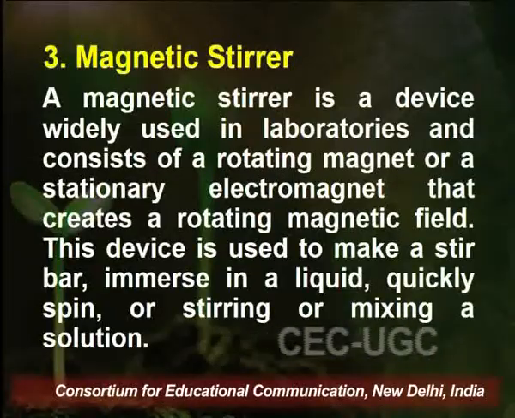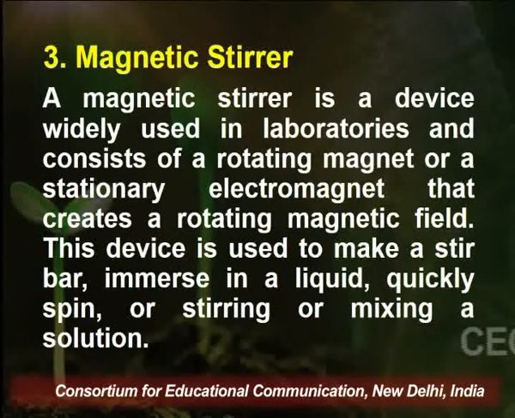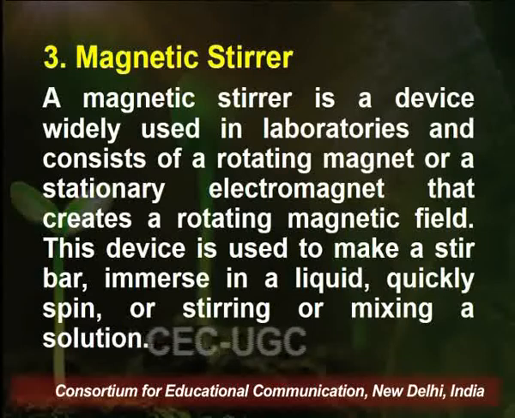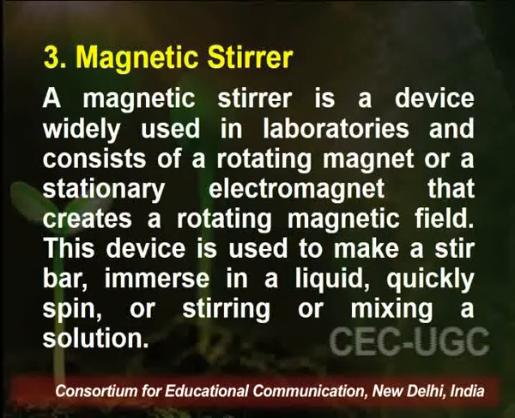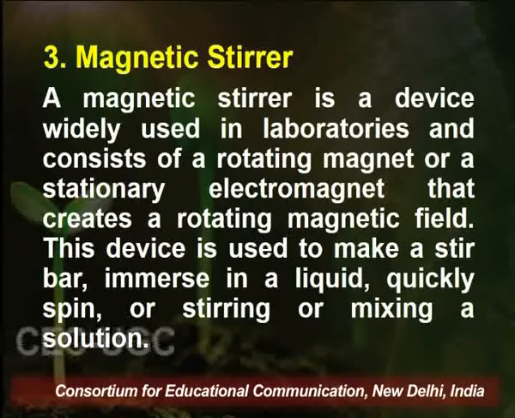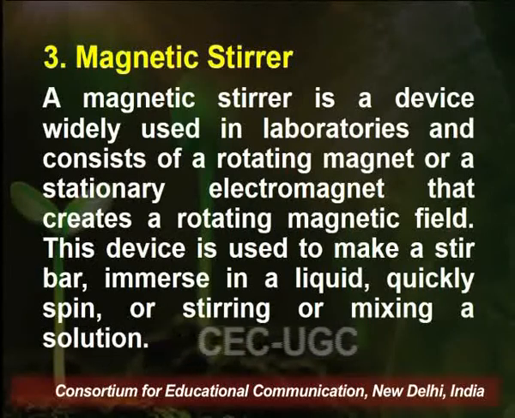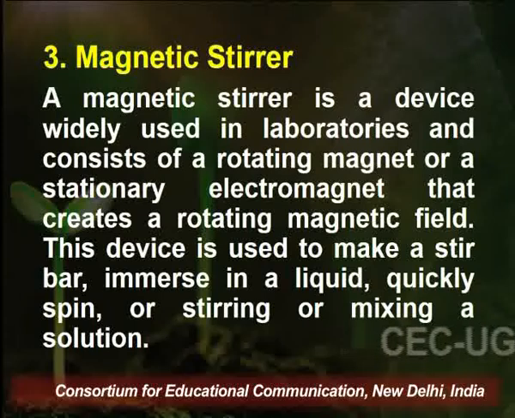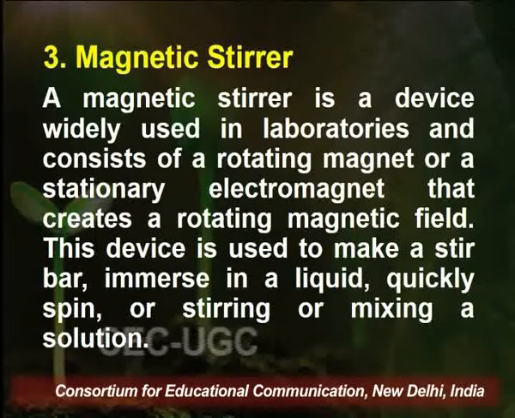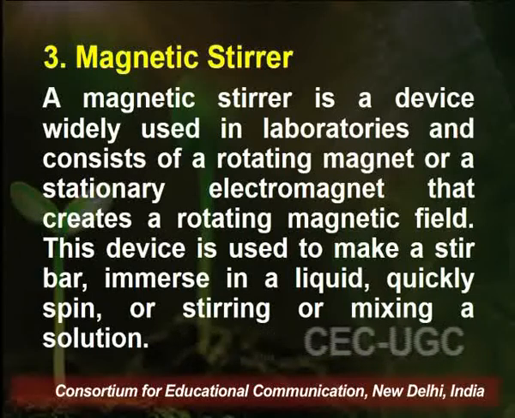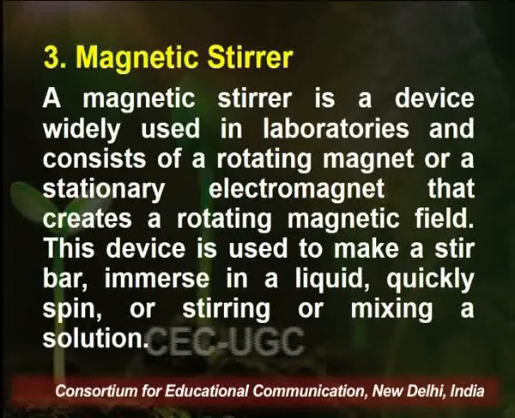A magnetic stirrer is a device widely used in laboratories and consists of a rotating magnet or a stationary electromagnet. This rotating magnet or stationary electromagnet creates a rotating magnetic field. Under the influence of this rotating magnetic field, a small stir bar keeps on circulating in a rotating fashion, and it is immersed in the solution, and that solution also starts rotating in a vortex manner.